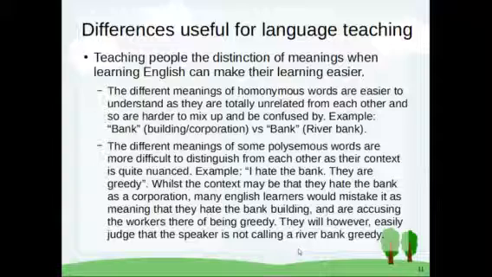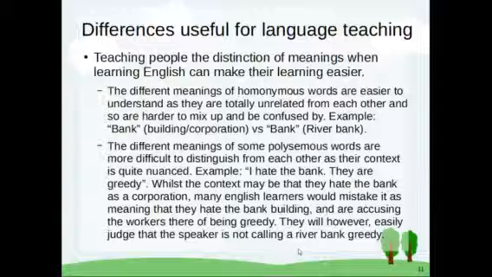So teaching people the distinction of meanings when learning English can make their learning easier. The different meanings of homonym words are easy to understand as they're totally unrelated to each other, and so harder to mix up and be confused by. For example, bank as in building corporation versus bank, riverbank. The different meanings of some polysemous words are difficult to distinguish from each other as their context is quite nuanced. For example, "I hate the bank, they're greedy." Whilst the context may be that they hate the bank as a corporation, many English learners might mistake it as meaning that they hate the bank building and are accusing the workers there of being greedy. They will, however, easily judge that the speaker is not calling a riverbank greedy.